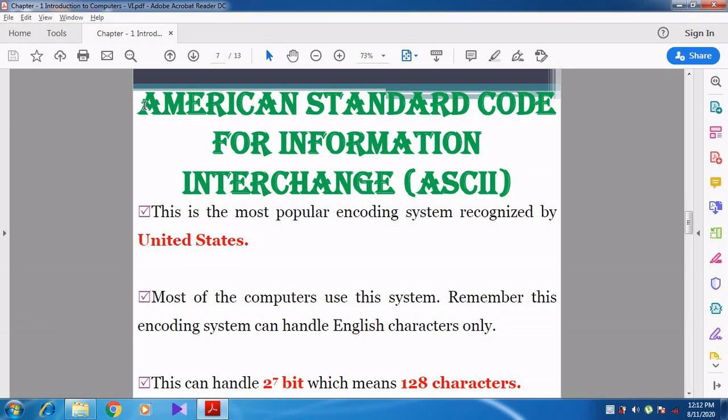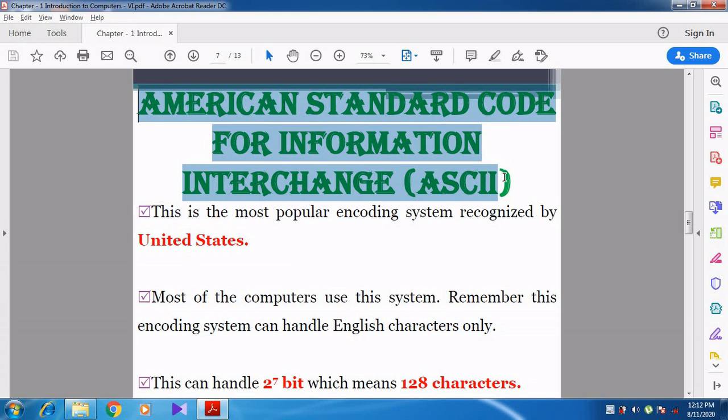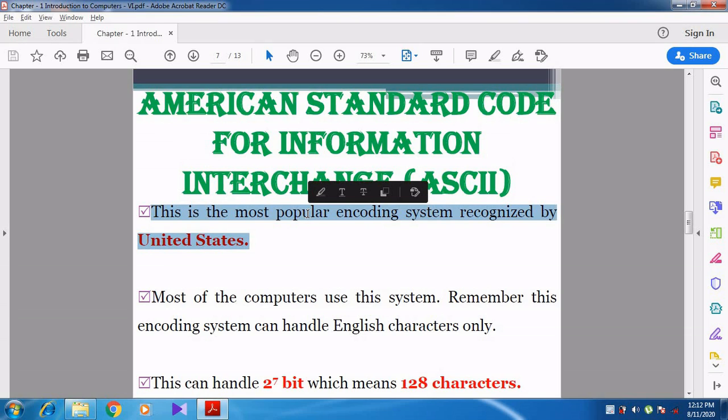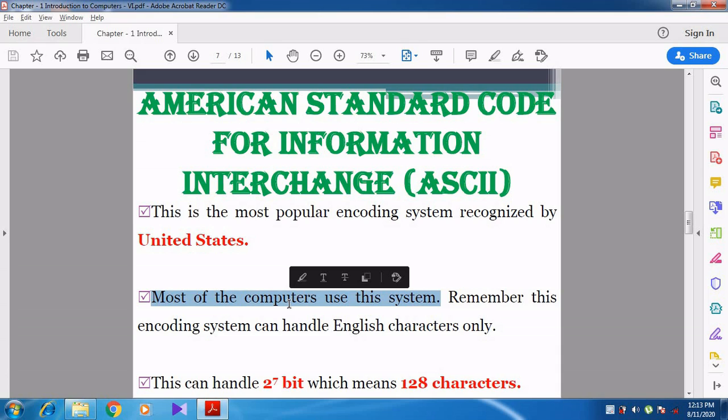Then American Standard Code for Information Interchange, ASCII. They used to call it ASCII, American Standard Code for Information Interchange. This is the most popular encoding system recognized by the United States of America. They developed this particular encoding system, and that's why they have given the name American Standard Code for Information Interchange. So most of the computers use this particular system.